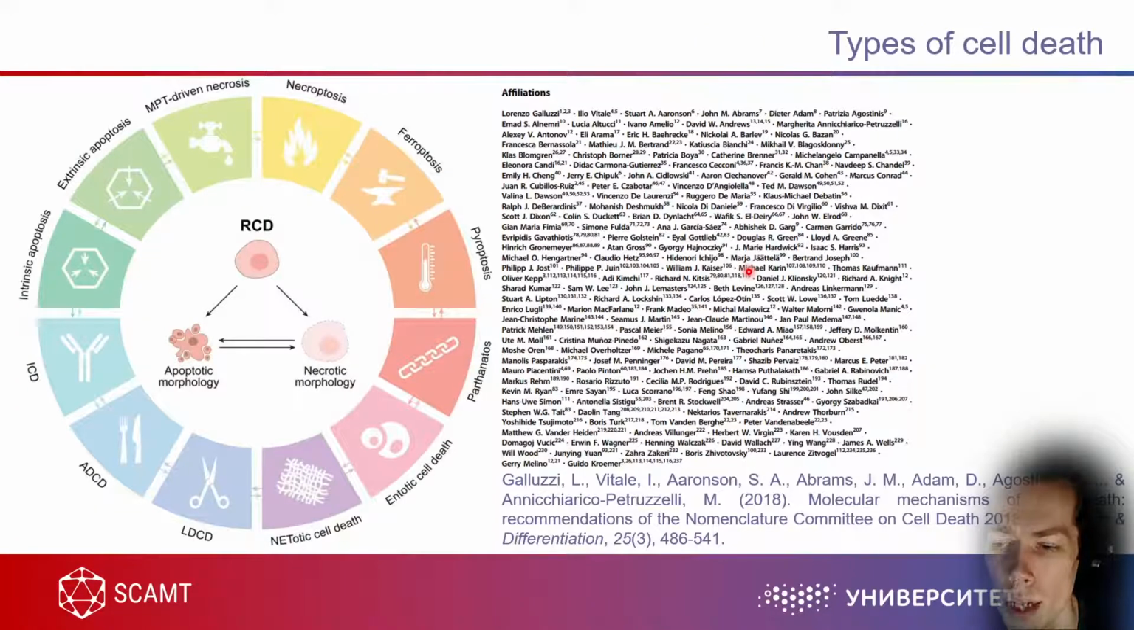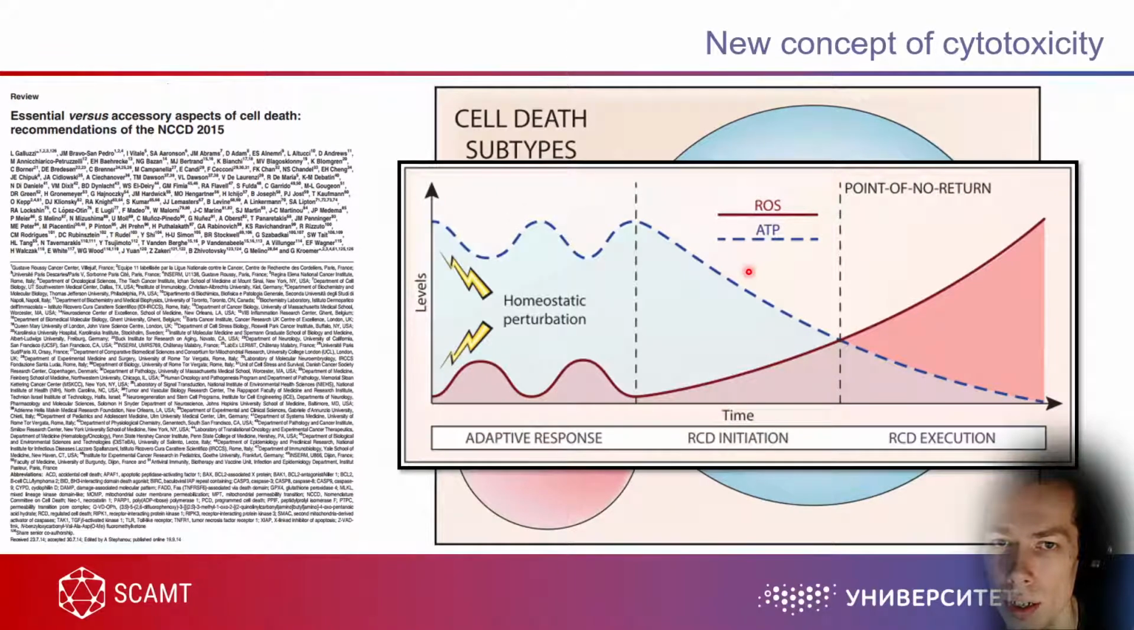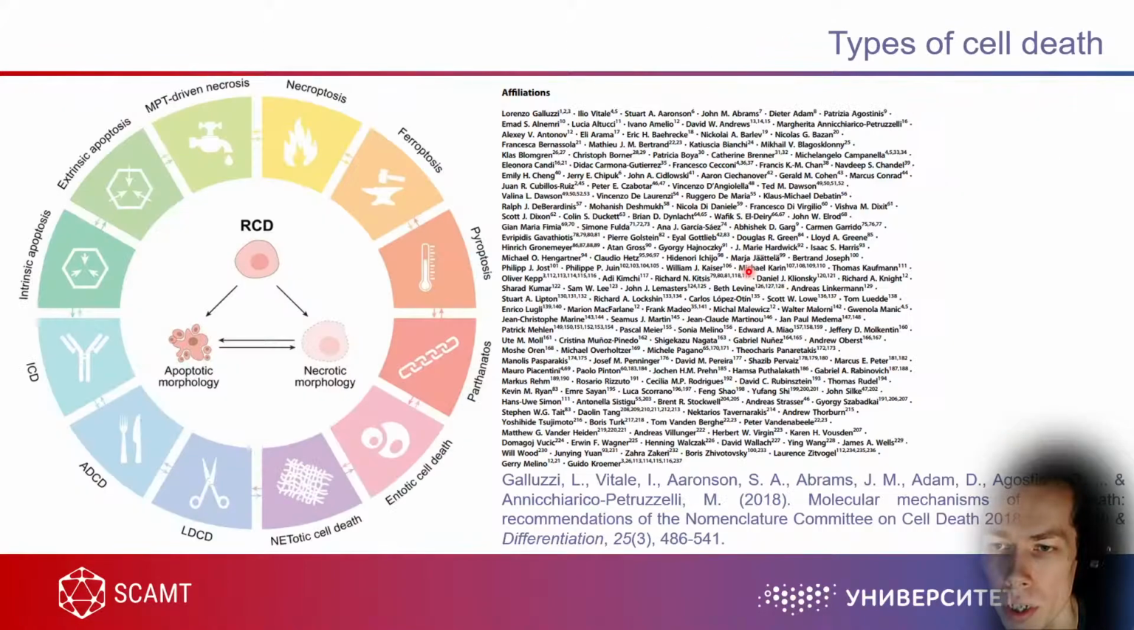But what's next? This was released in 2015, and I just checked. There's another new recommendation of the Nomenclature Committee on Cell Death from a couple of years ago. And as you can see, there's a lot of different types of cell death. All of these are types of cell death. So it can be necroptosis, ferroptosis, we discussed this, pyroptosis, parthanatos, and a lot of other things to mention.